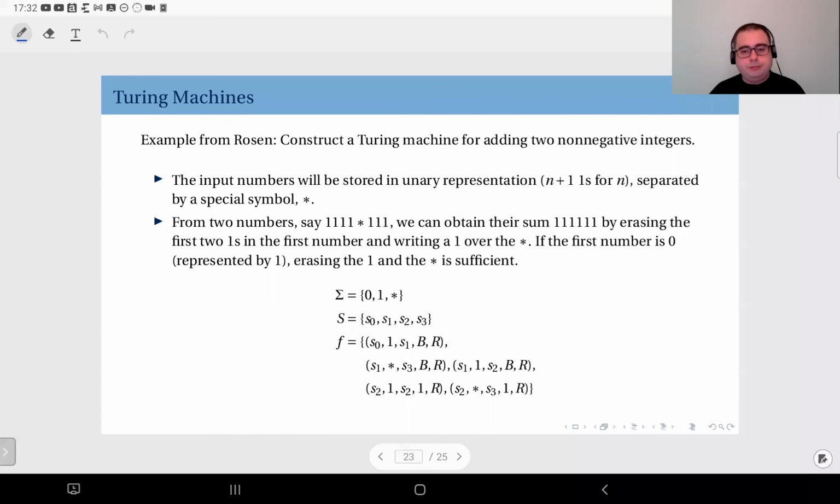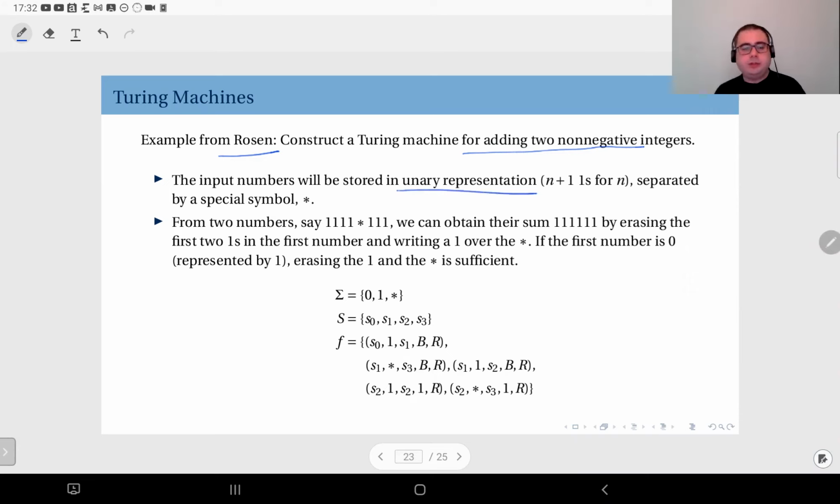Now, those two examples were for language recognition. We can also use Turing machines for computation. So here's an example again from Rosen's textbook. Construct the Turing machine for adding two non-negative integers. Now, one important detail here is the input numbers will be stored in unary representation.